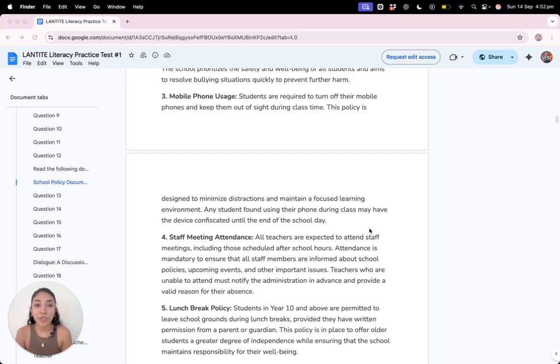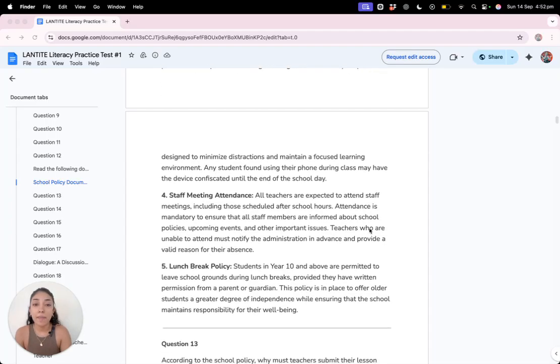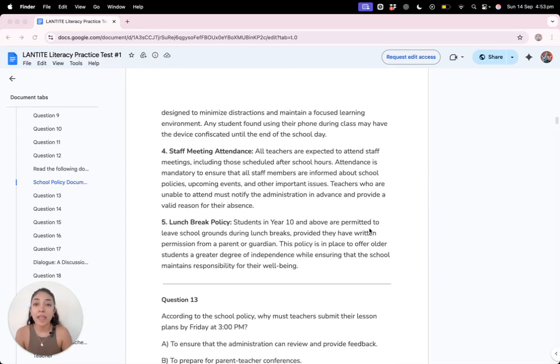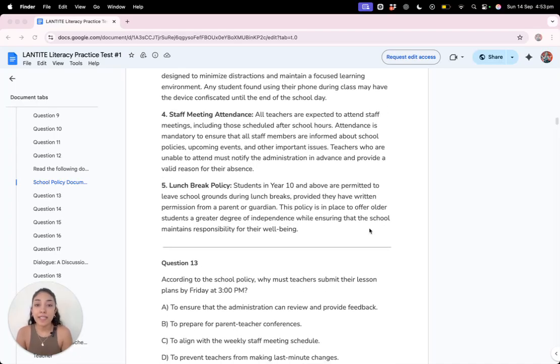3, mobile phone usage. Students are required to turn off their mobile phones and keep them out of sight during class time. This policy is designed to minimize distractions and maintain a focused learning environment. Any student found using their phone during class may have their device confiscated until the end of the school day. Number 4, staff meeting attendance. All teachers are expected to attend staff meetings, including those scheduled after school hours.